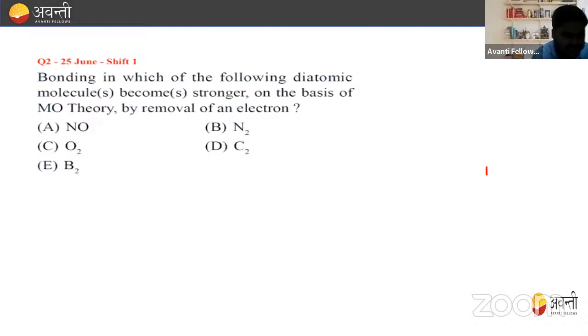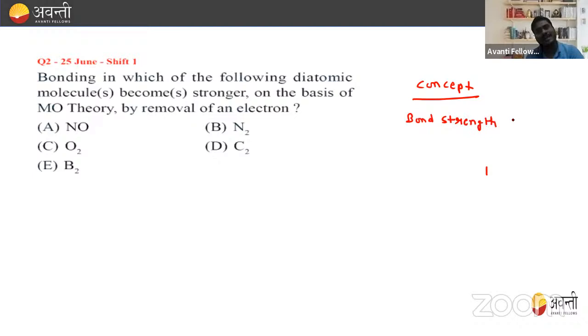So let's say I'm talking about NO. We know one important concept here: bond strength is directly proportional to bond order. It means those diatomic molecules having a greater bond order have more bond strength. So we just learned the trick to find the bond order.